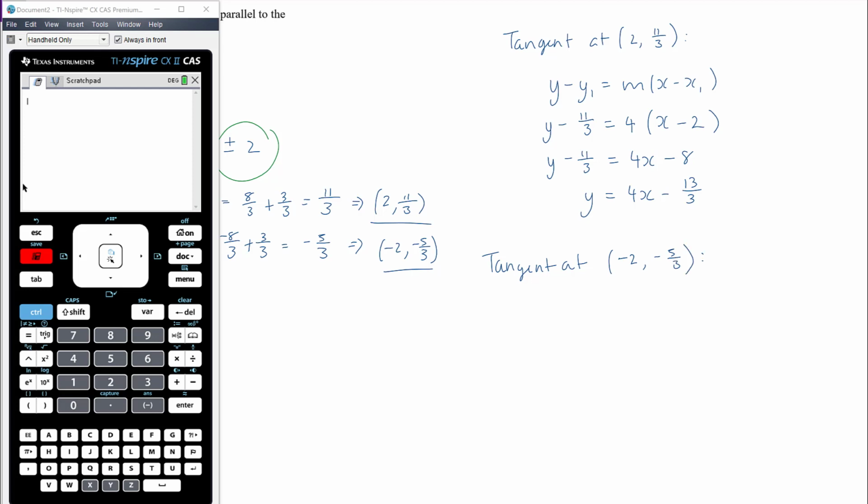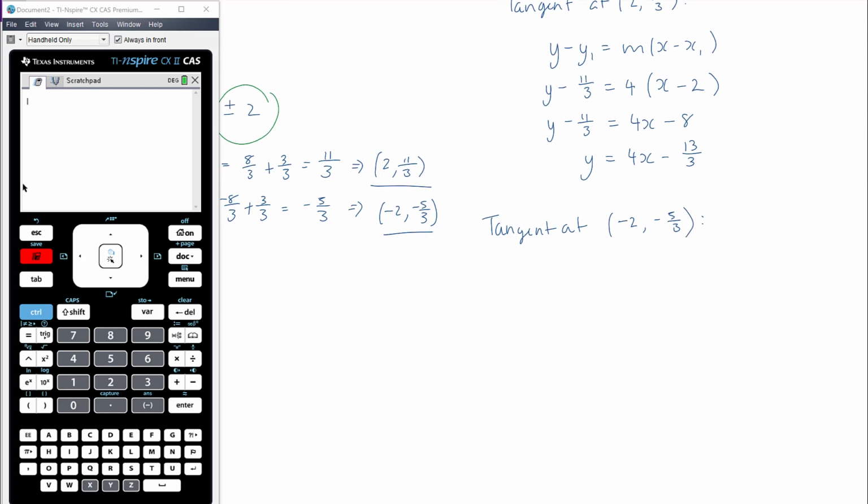I would do it the same way, but just for interest here, I'll show you if you were to do y equals mx plus c instead. So the thing I don't like about mx plus c is it happens in bits and pieces. So first of all, I substitute in the gradient. I know that the gradient is 4. Then I sub in the point, negative 2, negative 5/3.